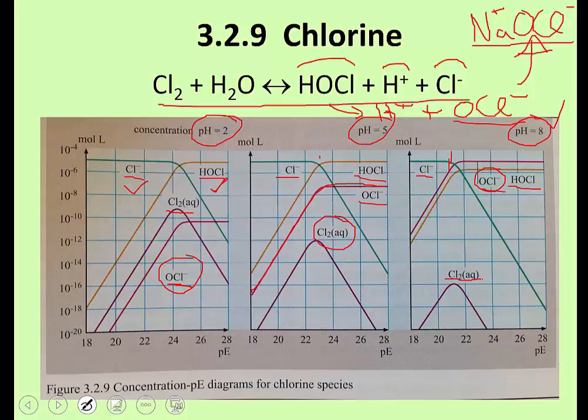So that's not to say that chlorine isn't good. Obviously it is, and we use it for disinfection, but it just means that the higher the pH, the more chlorine we're going to have to use. So we have to add a lot more chlorine for disinfecting the water than we would at a lower pH.